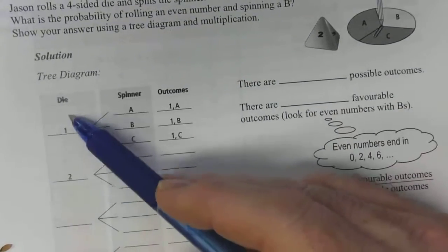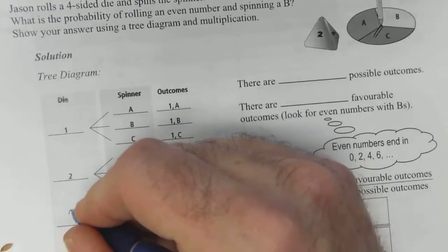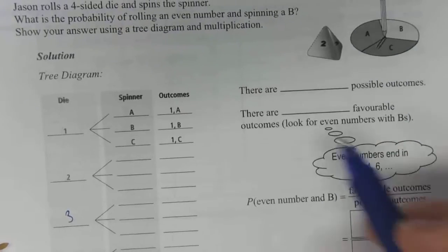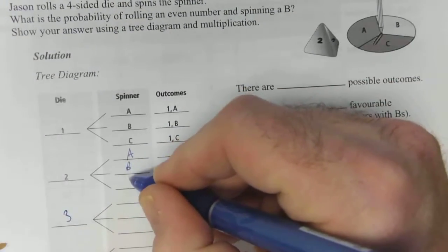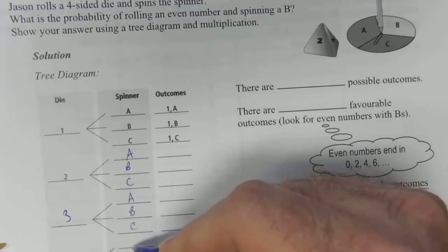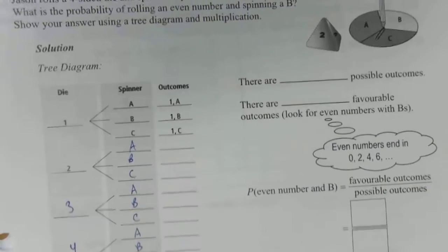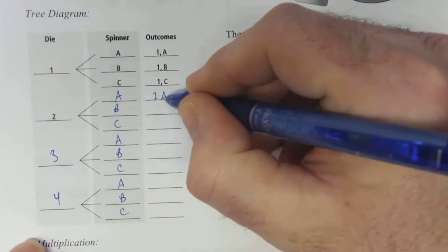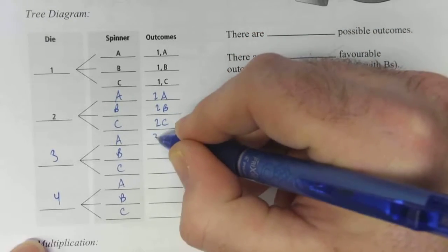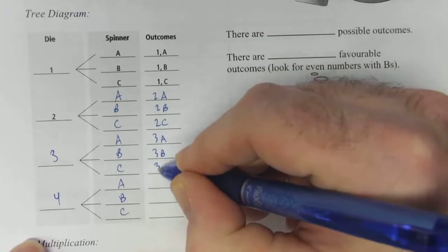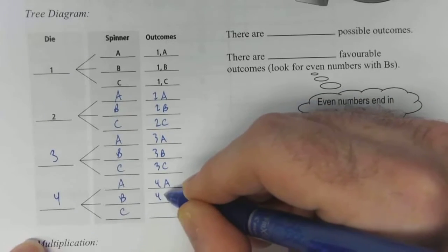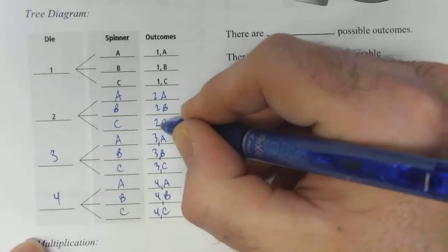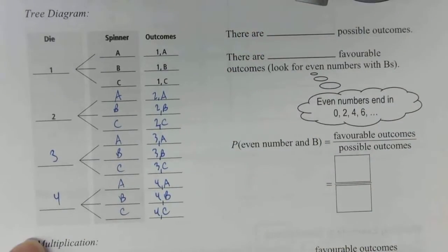Well, let's finish the tree diagram. The die has 4 possibilities, so 1, 2, 3, and 4. And the spinner had 3, A, B, and C. So A, B, C, A, B, C, A, B, C, and A, B, C. 1A, 1B, 1C. 2A, 2B, 2C, 3A, 3B, 3C. And finish it like that. Make sure you throw in your commas to separate the 2 different events.